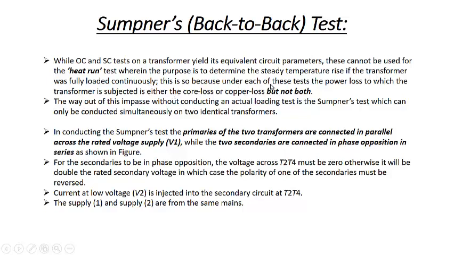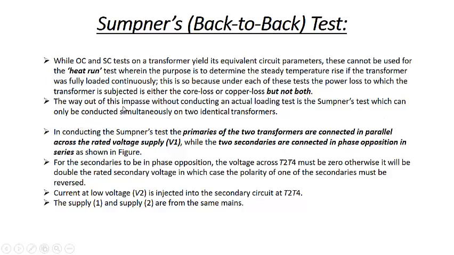This is so because under each of these tests, that is the short circuit test and open circuit test, the power loss to which the transformer is subject is either the core loss, that means in case of the open circuit test, or copper losses, that is in case of the short circuit test, but not both. It will not be both present.